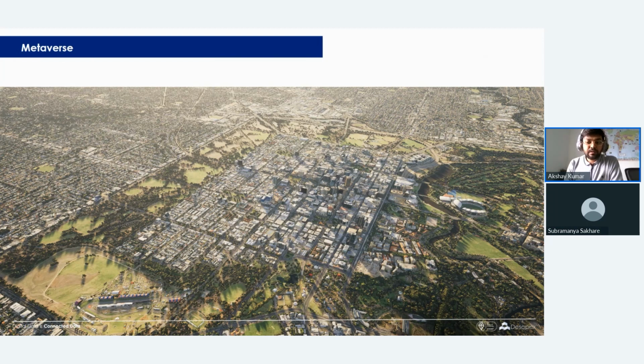Trying to pass through walls instead of doors would prove impossible. And it is this integration of physics and realism that makes the metaverse experience more realistic.